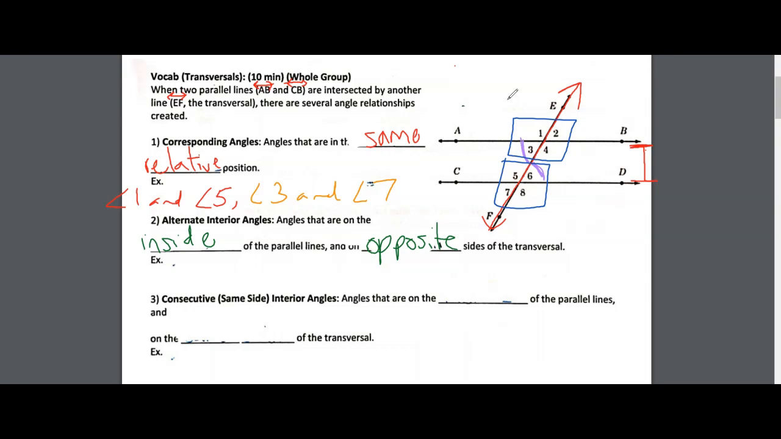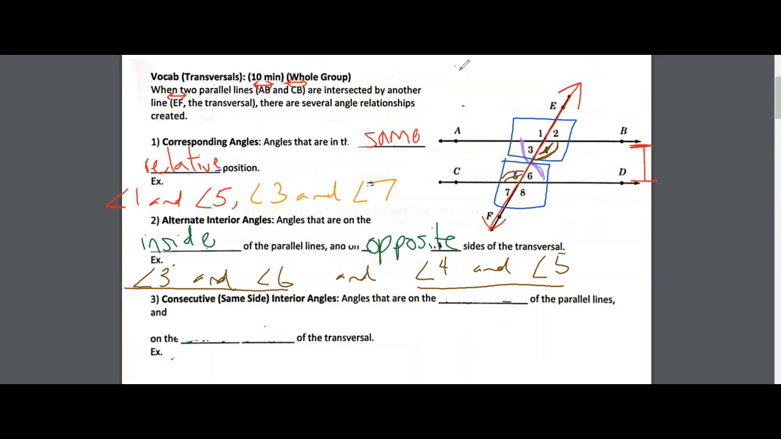If we start with angle 4, then the only other angle that can be alternate interior to angle 4 is angle 5. We'll actually give those two arcs to show that they're different from 3 and 6. So we have two examples. We've got angle 3 and angle 6 and angle 4 and angle 5. So we have two sets of alternate interior angles.